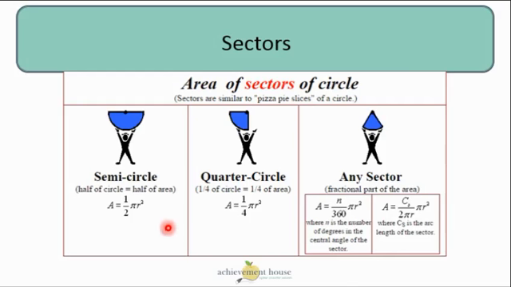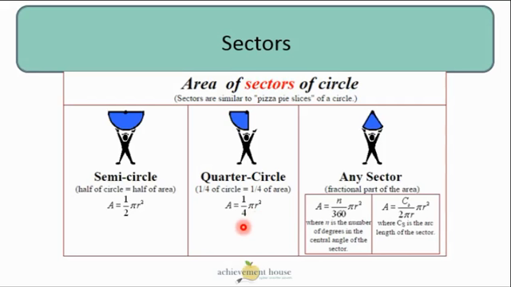Now, there's special sectors called a semicircle. That's half of the area of a circle. So that's going to be 1/2 pi r squared. You're taking the area, which is pi r squared, multiplying it by 1/2, so the area of a semicircle would be 1/2 pi r squared. For a quarter circle, it's a quarter of the area. So you take the area, pi r squared, and you multiply it by 1/4.